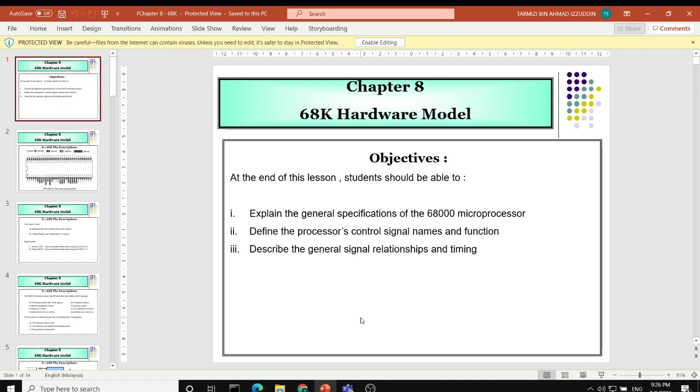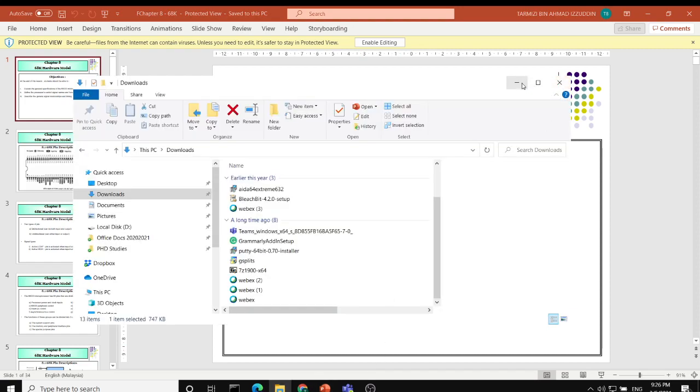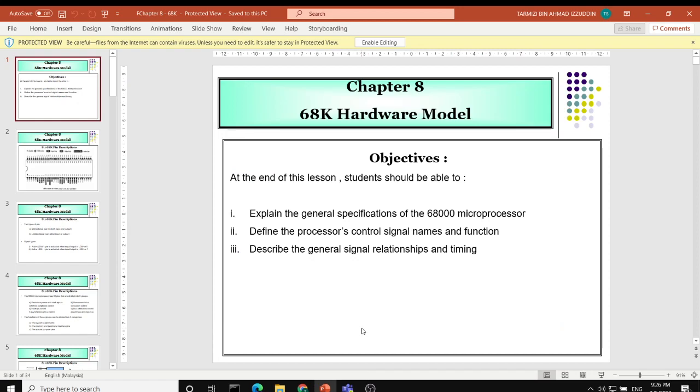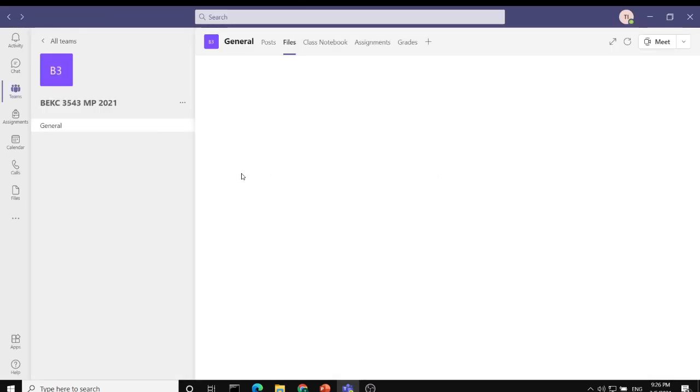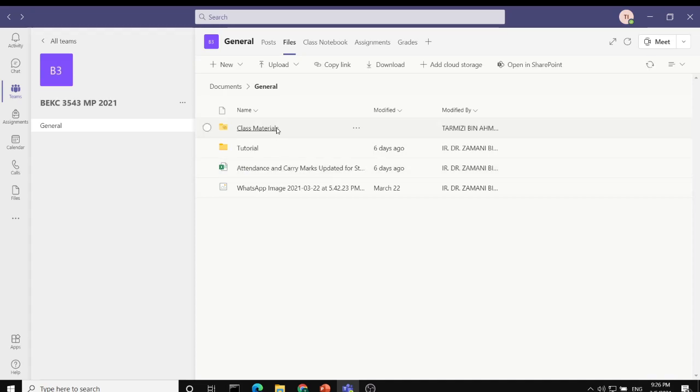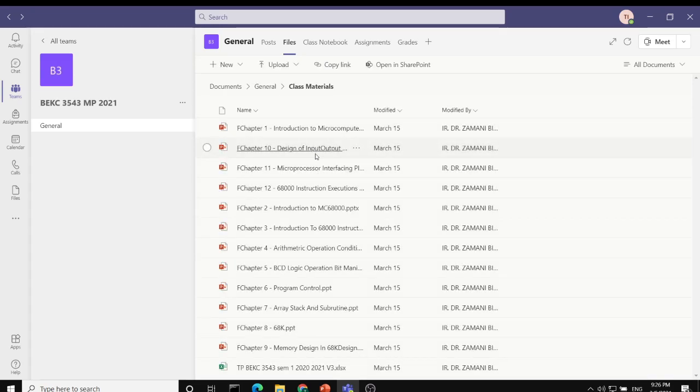My name is Mr. Tarmizi bin Ahmad Izzuddin, and I'll be taking over from Dr. Zamani's class, which is BEKC 3543, Microprocessor. I believe Dr. Zamani has covered from chapter 1 to chapter 7: array, stack and subroutine.